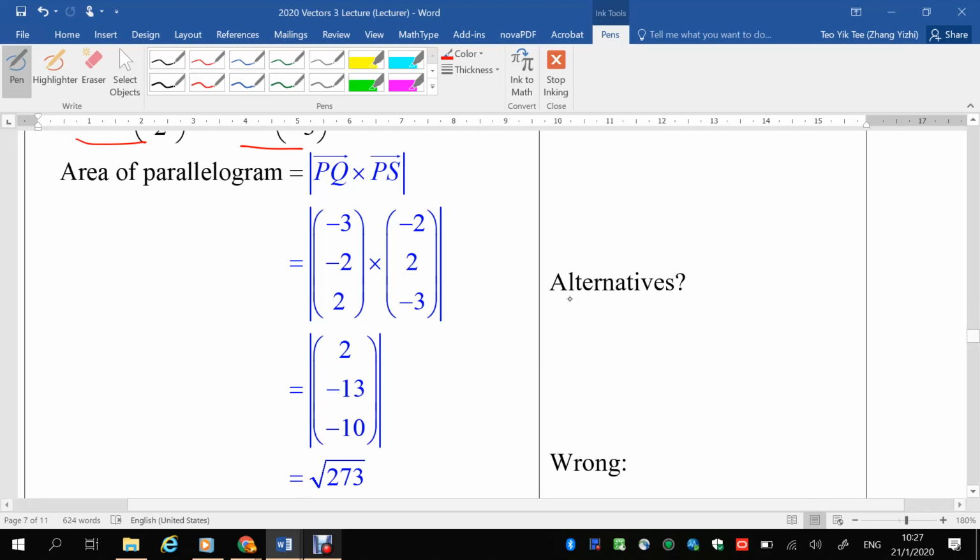Okay, I leave it to you to handle the alternatives, but I want to go through some of the stuff that's wrong. What will possibly be wrong? What many people will do, being lazy, is they just do OP, OS. Confirm wrong. Okay, this one confirm wrong.